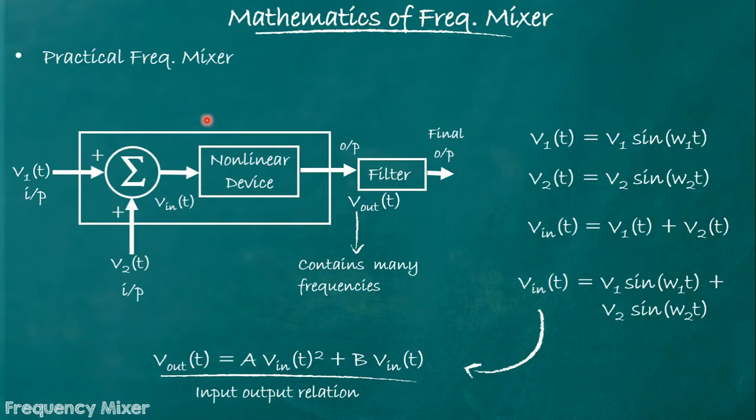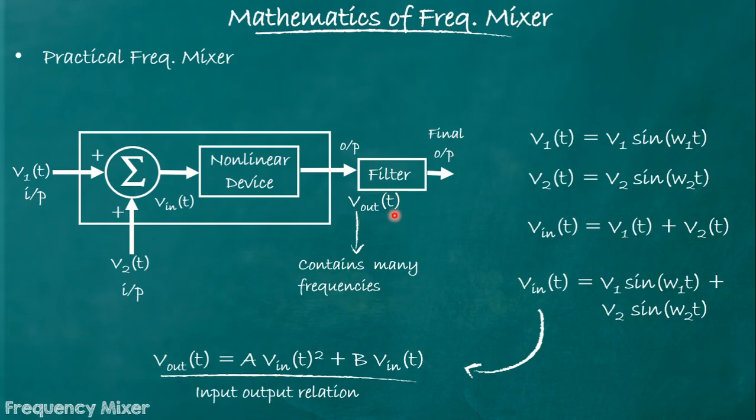Now let us assume that the two inputs V1t and V2t are represented by V1t equals V1 sine omega 1t, and V2t equals V2 sine omega 2t. So you can see that Vin is nothing but the summation of both V1t and V2t. So we can say that Vin is V1t plus V2t, which is Vin of t equal to V1 sine omega 1t plus V2 sine omega 2t. Now this Vin of t is applied at the input of the non-linear device, and as a result we get the output Vout.